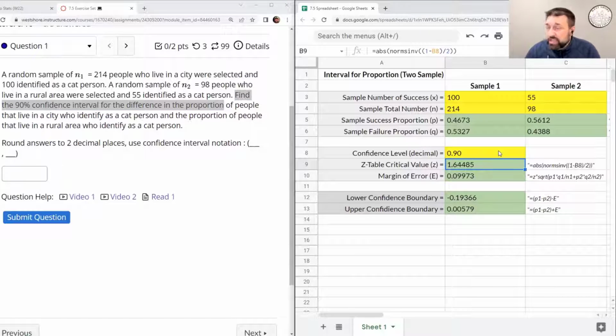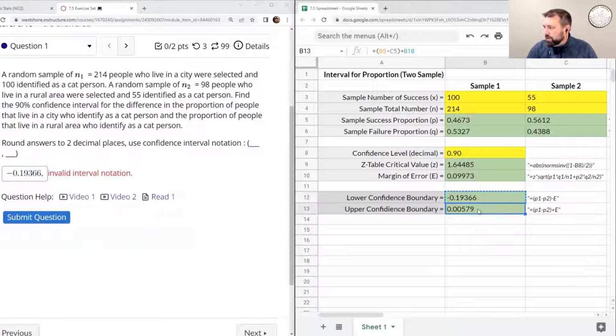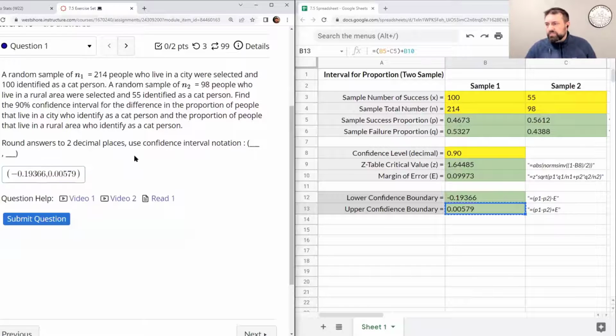And now the spreadsheet calculates the z-score. Thank you very much. It calculates the margin of error. Thank you very much. And it gives you a lower boundary, copy paste, and an upper boundary, copy paste. And I'll put parentheses around them. And they want us to round this to 2 decimal places.